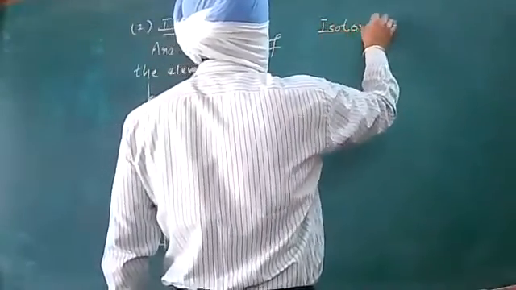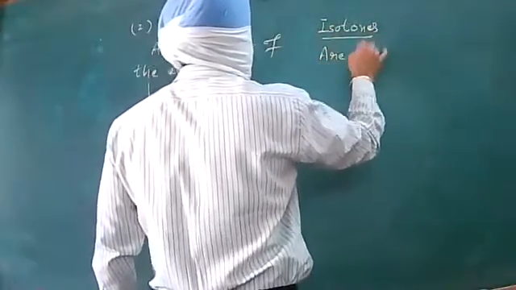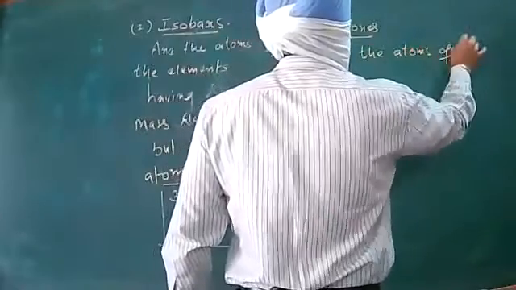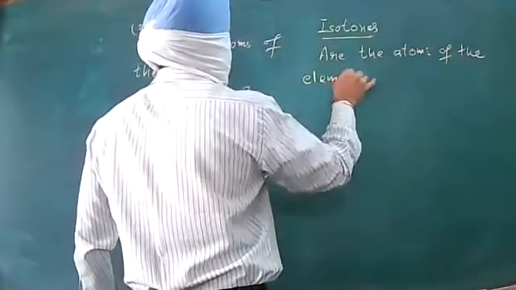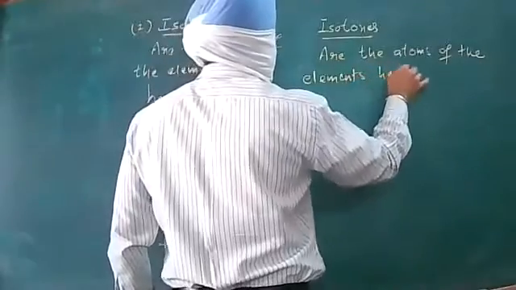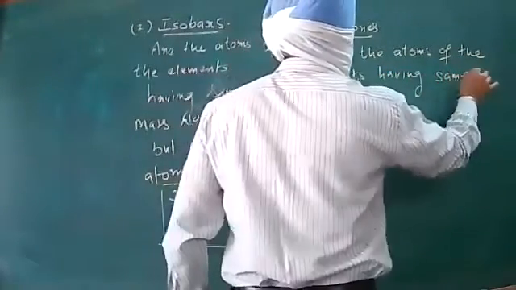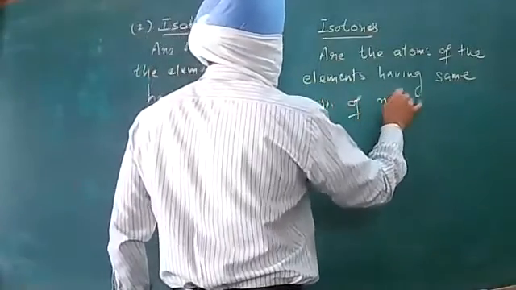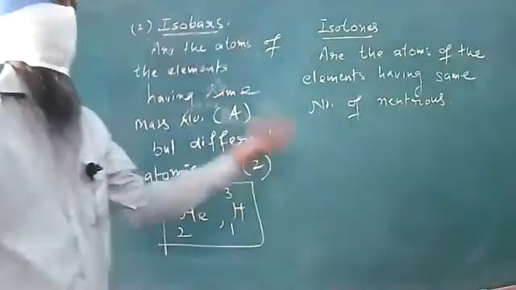Isotones. Isotones are the atoms of the elements having the same number of neutrons. The number of neutrons is the same in this case.